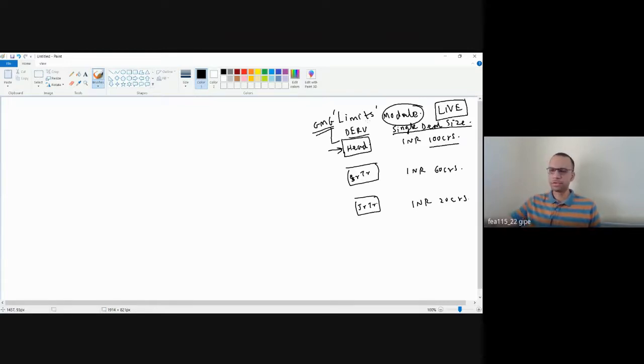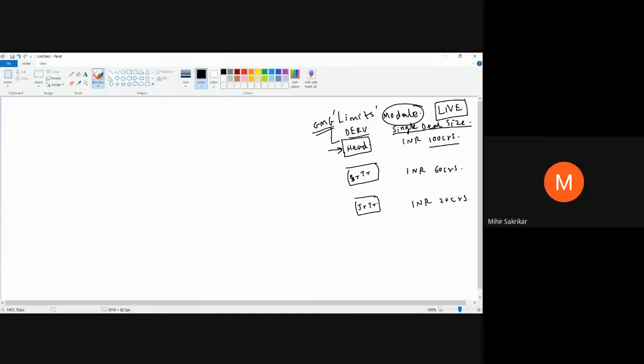So any questions on this? Sir, how real time is the monitoring of the risk? Like at the end of day, is it presented to the trader?